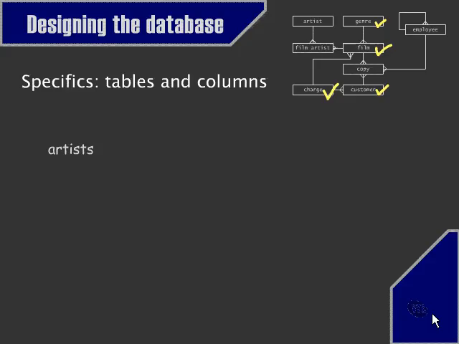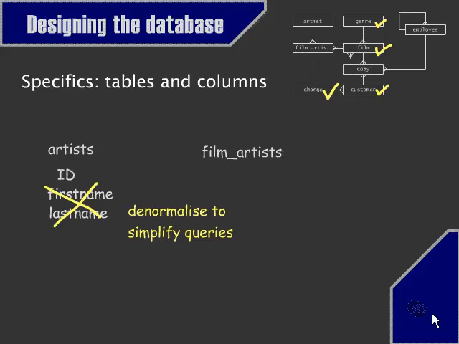Next we need the artist table and the film artist table. In the artist table, we're going to store an ID and first name and last name, similarly with the customers table. As I worked with the database a little more, I decided that I would combine the first name and last name to a single name field. This will allow us to simplify searching on a particular artist's name.